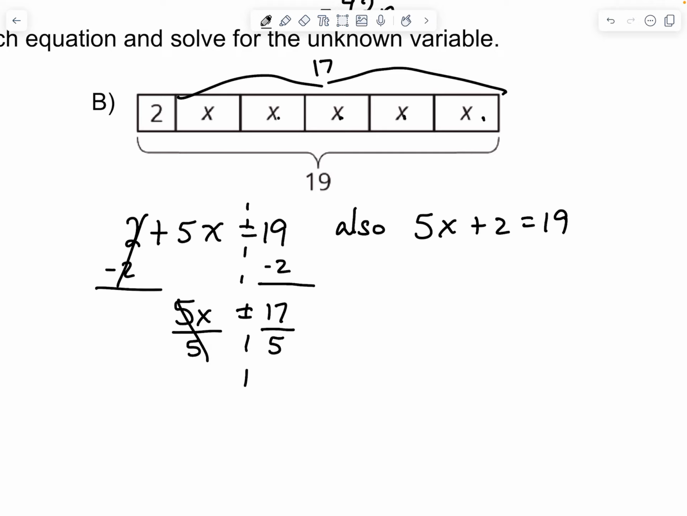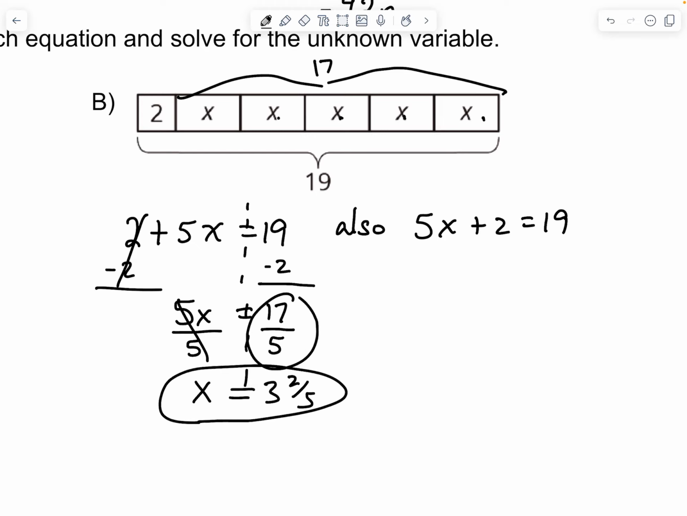The 5's cancel to 1. I'm just left with x equals 17 fifths. That's the same thing as 3 and 2 fifths. You can leave it as 17 fifths or 3 and 2 fifths. Either way, it's the same thing. It's the procedure that's important.